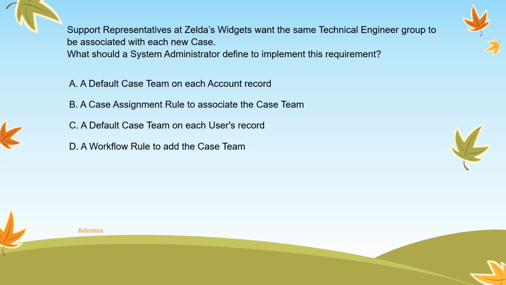Support representatives at Zelda's widgets want the same technical engineer group to be associated with each new case. What should a system administrator define to implement this requirement? So they really like these technical engineers, so we want to make sure that they get the same technical engineers every time. So we have these options: a default case team on each account record, a case assignment rule to associate a case team, a default case team on each user record, a workflow rule to add a case team. So let's think about this one for a second.